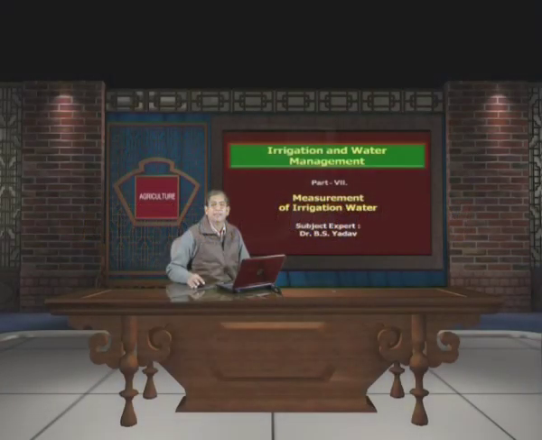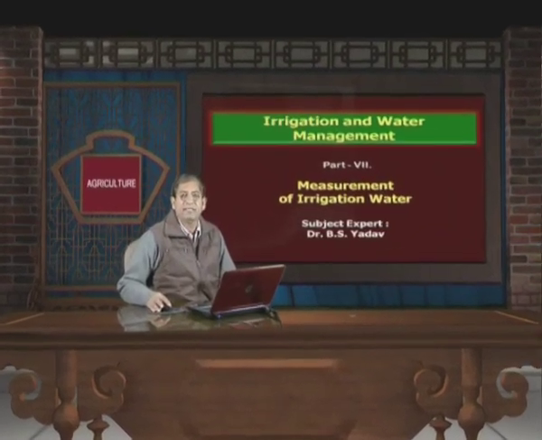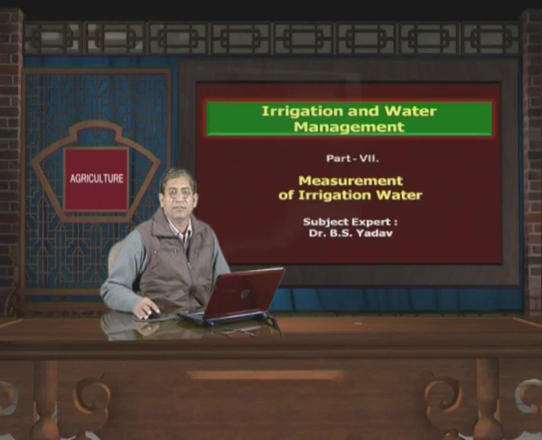Hello viewers, in this part of the program, I am going to discuss the measurement of irrigation water. Irrigation water is a very important input for crop production. Accurate measurement of irrigation water is necessary for its most intelligent use. Measurement of irrigation water is also necessary for its distribution among the users.